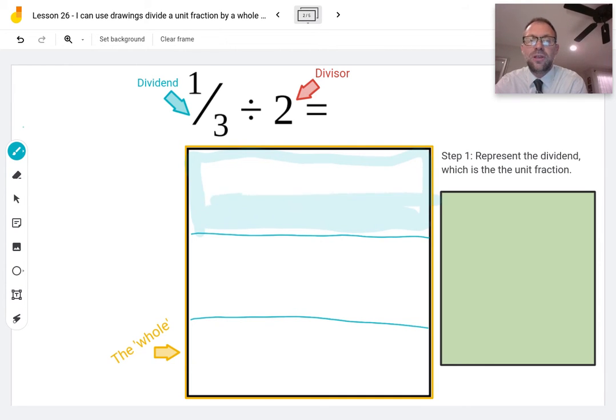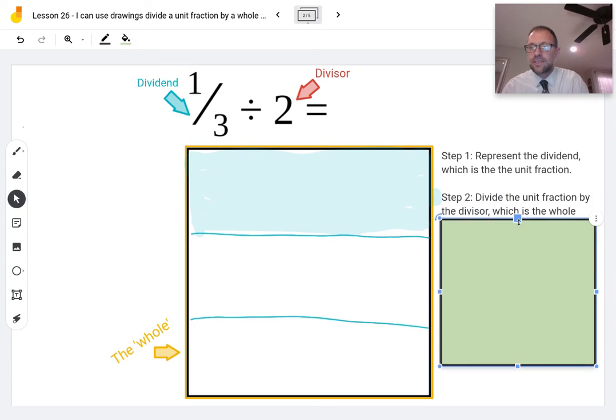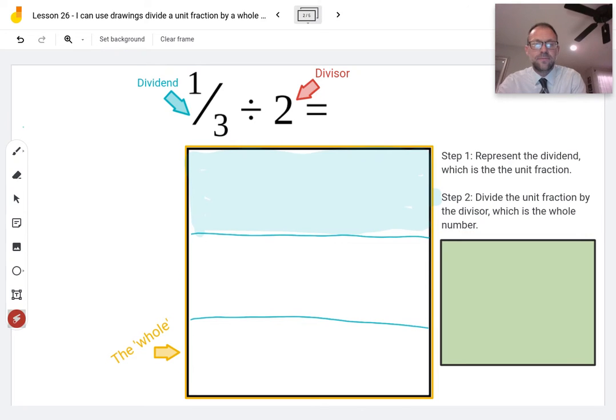It's going to be really important that you can focus on just the 1/3 that you are dividing up, at least in the first few steps. All right, so there we go. This is 1/3 of the whole, and it represents this dividend 1/3. Okay, step 2 says, divide the unit fraction by the divisor, which is a whole number.